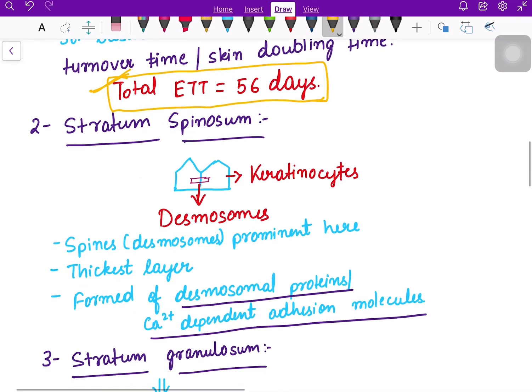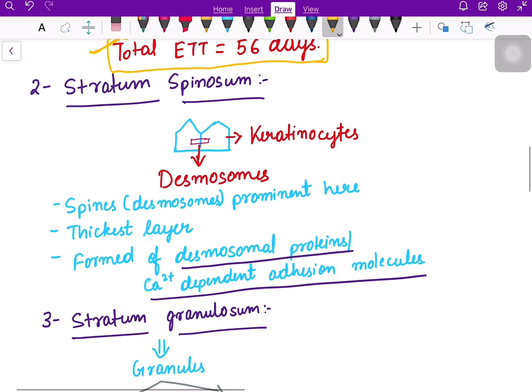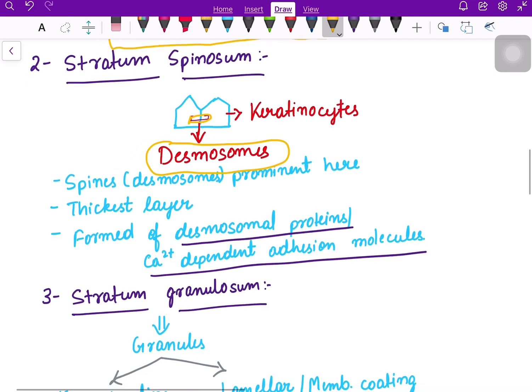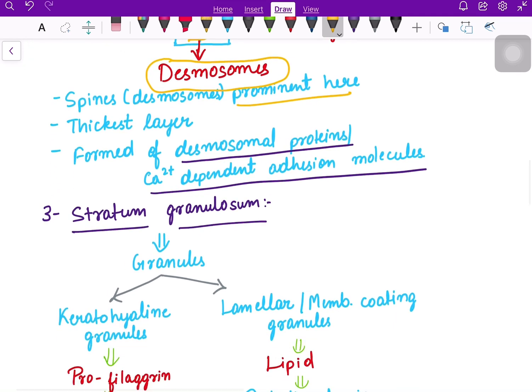And then next comes the stratum spinosum. It consists of keratinocytes. Here we can see two keratinocytes connected with desmosomes. Desmosomes are only present in stratum spinosum. The spines, or the desmosomes, are prominent here, and this is the thickest layer. It is formed of desmosomal proteins, also known as calcium dependent adhesion molecules.